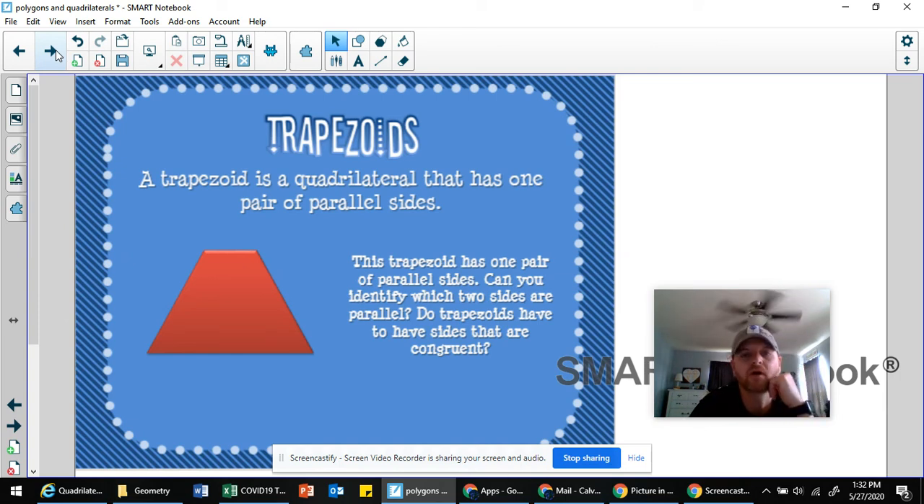Trapezoids. A trapezoid is a quadrilateral that has 1 pair of parallel sides. So that's what makes a trapezoid a trapezoid. It's a quadrilateral that has exactly 1 pair of parallel sides. So what sides on this are parallel? Is the top parallel to the bottom, or is the left parallel to the right?